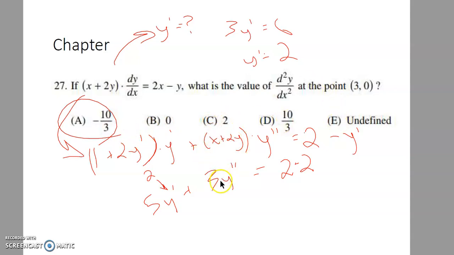That gives me my 3 here. From there, I can plug 3, 0 into this piece up here, and then I can solve for dy dx. That gives me y prime is 2. From there, I can plug in y prime for all of these pieces and solve for this thing. And if you do that, you get an equation that's quick to solve and you get A.